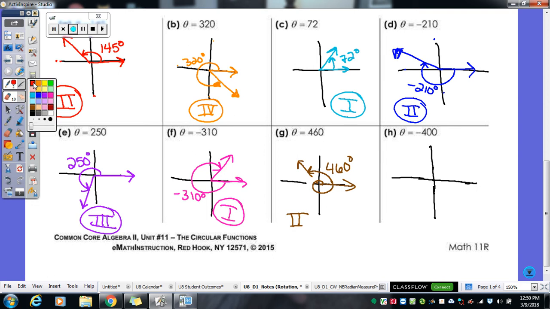So then our negative 400 is going to do the same thing, only it's going to go the other way. Negative 400 is going to go down and around one full time. Quadrant 4, because that's negative 360, so we only have to go 40 more degrees. So we would end up in quadrant 4.